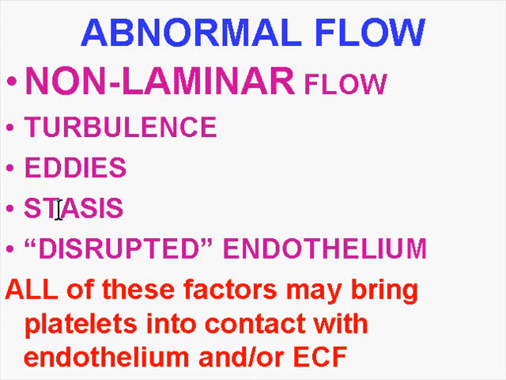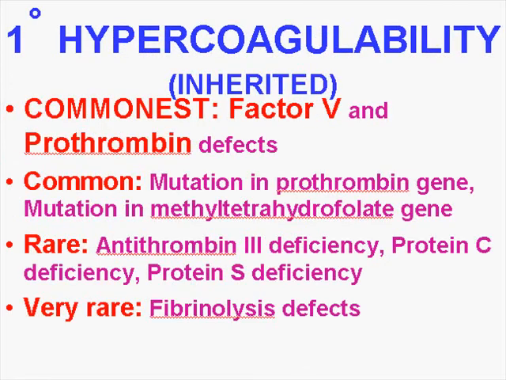Or if there's stasis of blood flow, perhaps due to venous problems in the veins, these are all contributory abnormal blood flow. And don't forget, disrupted endothelium in itself introduces abnormal blood flow. And once that endothelium is disrupted, we now have platelets in direct contact with ECF, and you know the platelet plug is going to start there, isn't it?